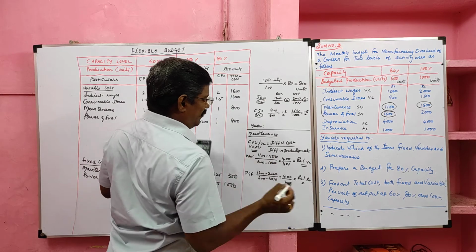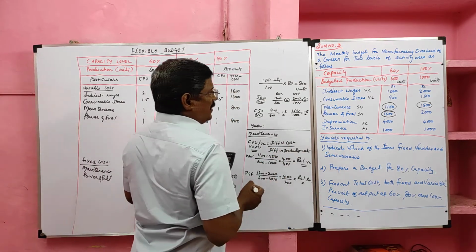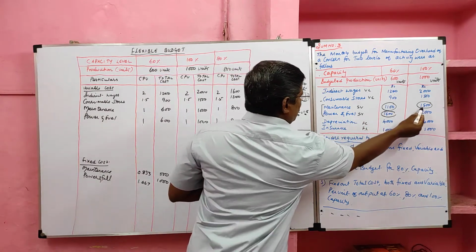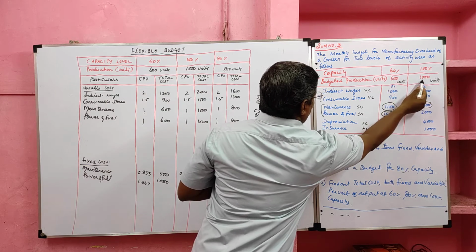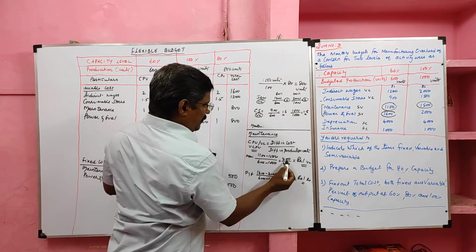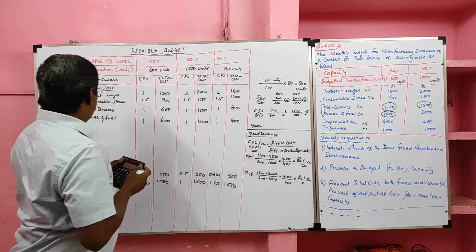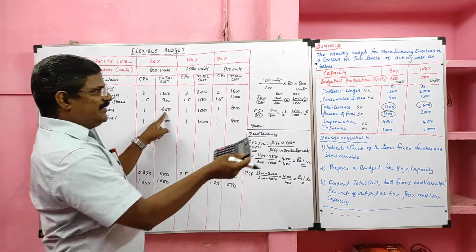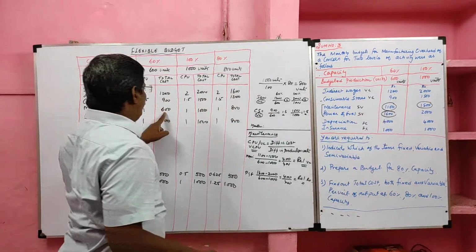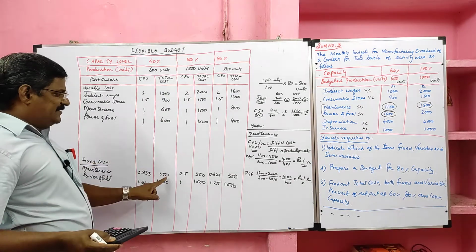Variable cost per unit. What is the formula? Difference in cost divided by difference in production unit. Take maintenance: difference in cost 400, difference in production unit how much? 600 and 1400. So 400 divided by 400, 1 rupee. This is the variable cost of maintenance. So maintenance 1 rupee, 1 into 600, 600 rupees. Total maintenance how much? 1100. Of which 600 we should consider as variable cost. So balance 500 is a fixed cost.